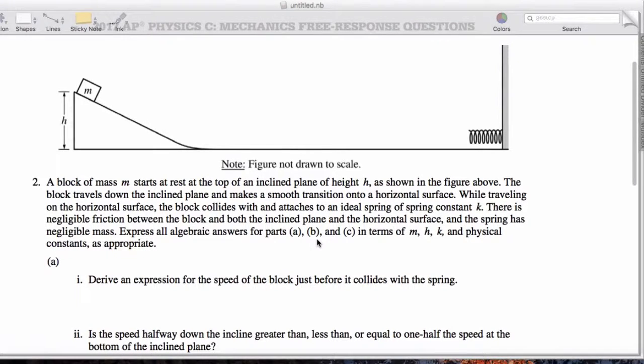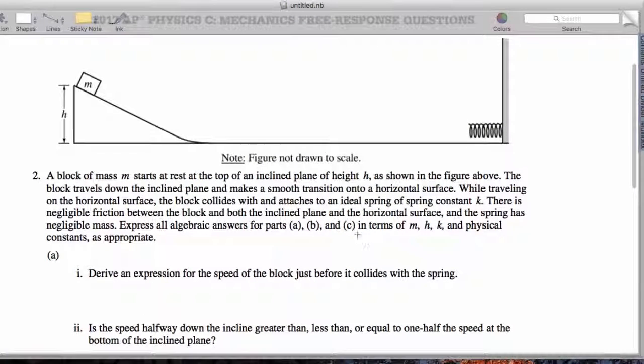Lastly, problem number 2 from the 2017 AP exam. Well, isn't this just beautiful? Let's get the speed of the block right before it collides with the spring. Is this a smooth floor? Let's find out. Smooth transition. There is negligible friction. Very nice. All right, so let's get that speed.